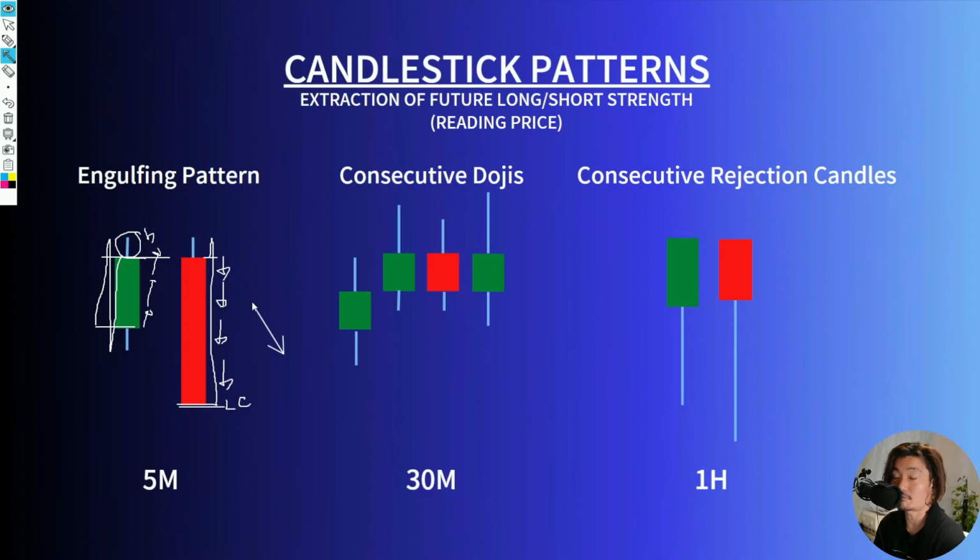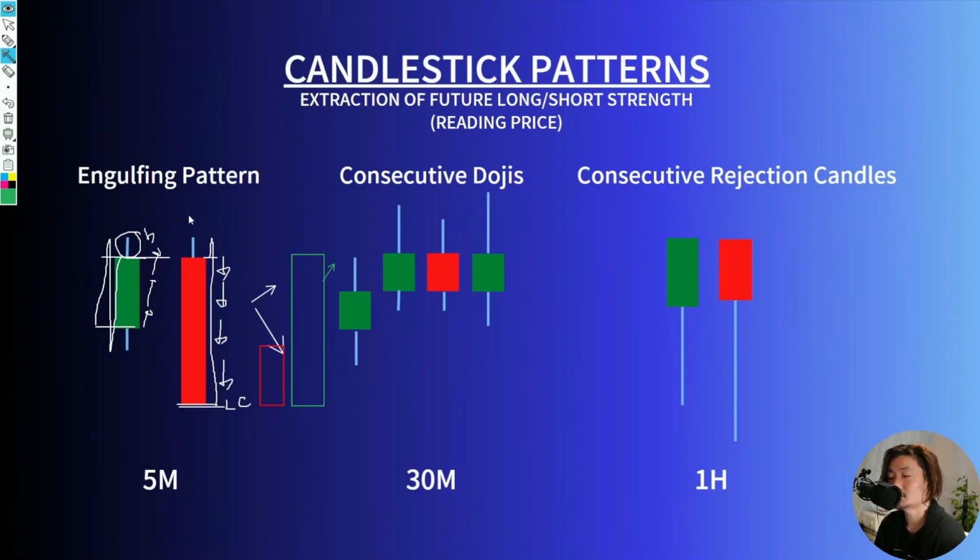Okay, and again, if you want future long strength, you want the opposite to be true. You actually want a small body red candle and a big body green candle combination. Now this will show future long strength.